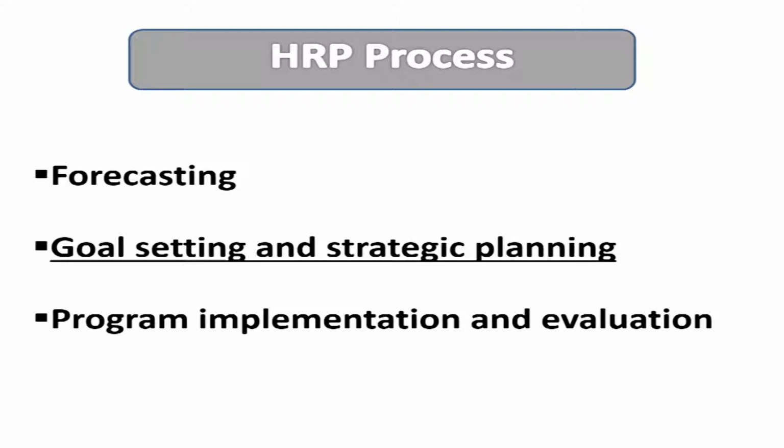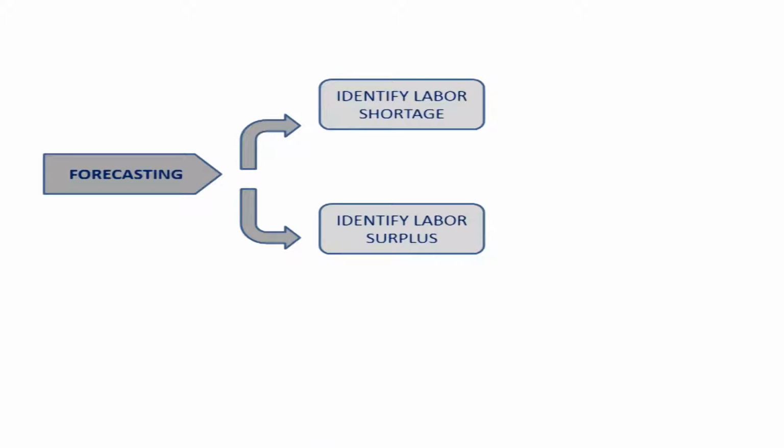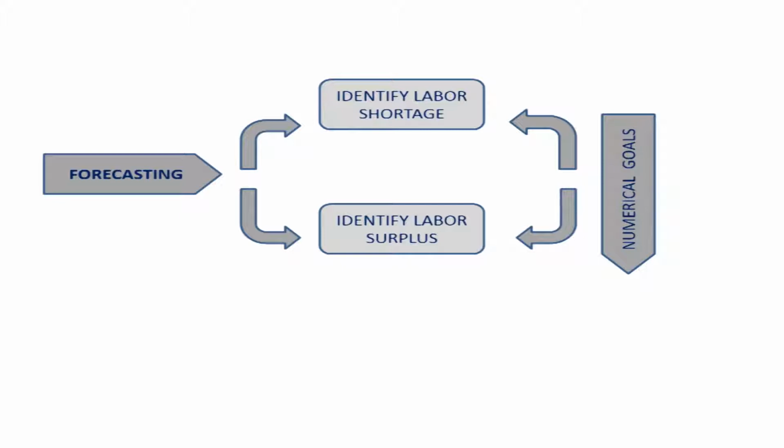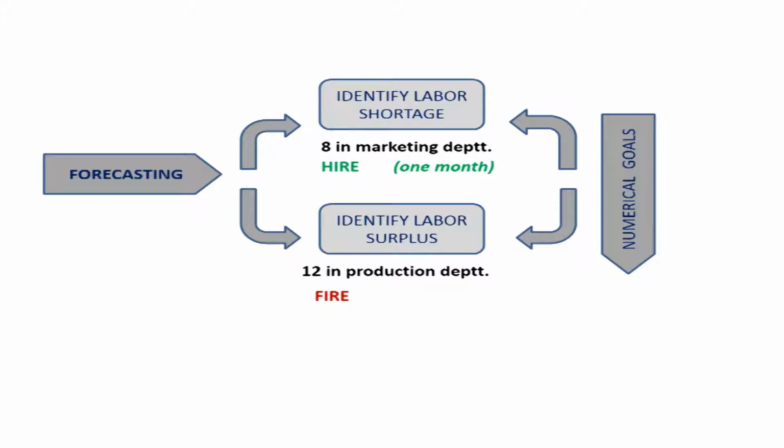Previously, we discussed that through forecasting, we identified labor shortages and labor surpluses. Based on these figures, specific numerical goals are set and a specific time period is set for when the results should be achieved. For example, the goal set is to hire 8 personnel in the marketing department within 1 month and fire 12 personnel from the production department within 1 week.